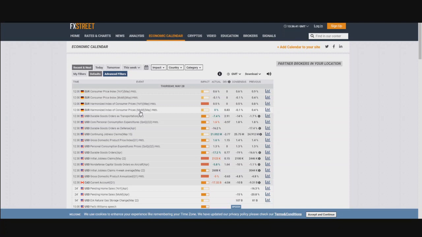But I do couple that with an overall view of, is the dollar, for example, looking strong, or is the dollar looking weak? Is the oil production looking to be increased? Is it looking to be decreased? And so on and so forth.